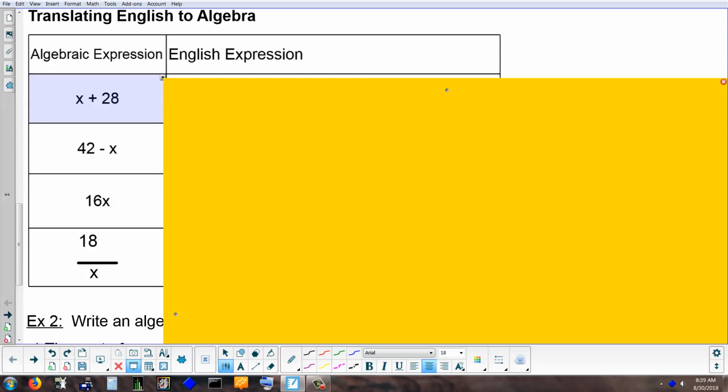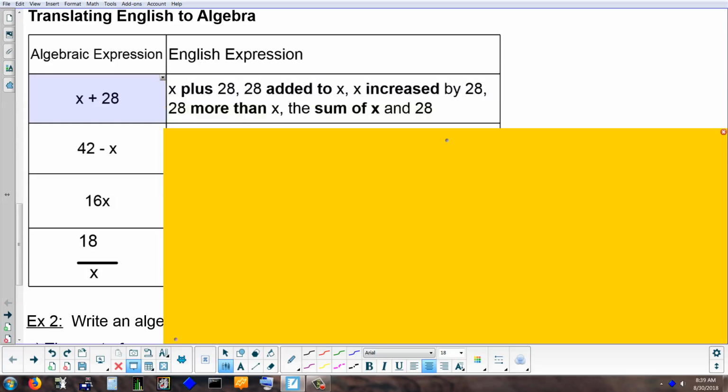So increased by. Okay, so let's just take a look. So x plus 28, you guys said that. 28 added to x. I think someone kind of said something like that. Increased by, you talked about that. Yep, increased by. Sum. Okay, how many people have heard the word sum before? So if I said to you, all right, I want you to find the sum of all the ages of everybody in here. That means you would add up everybody's age. So sum, more than.